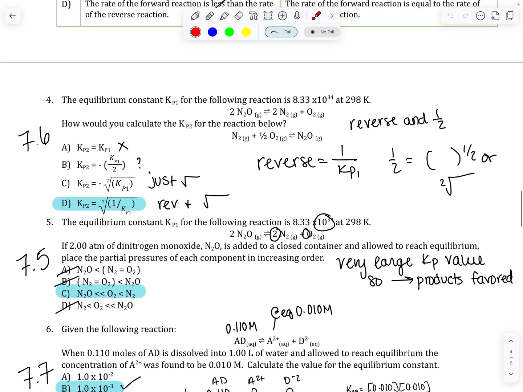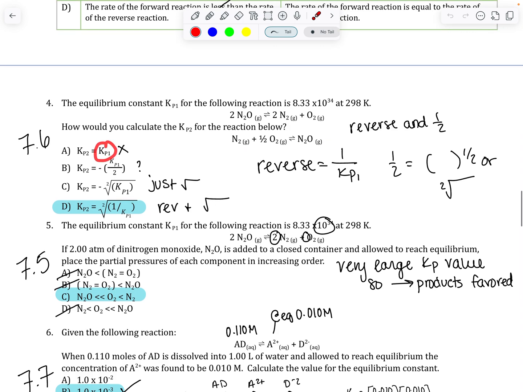7.6 is kind of like one of those Hess's law problems, but remember, it's not Hess's law, it's for equilibrium, and it's only with one equation to make it really easy on you. So it says the equilibrium constant is this, and it wants to know how would you calculate Kp2 for the reaction below. So we've got a new reaction that we don't know about, but we need to do it in the framework of what Kp1 was.